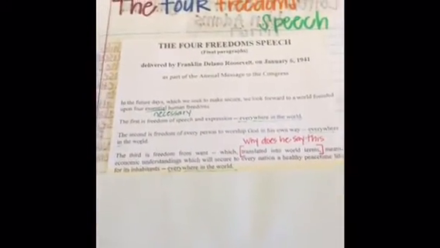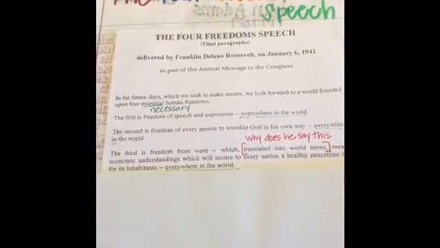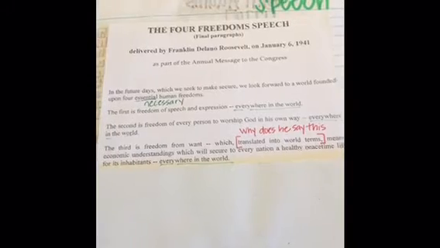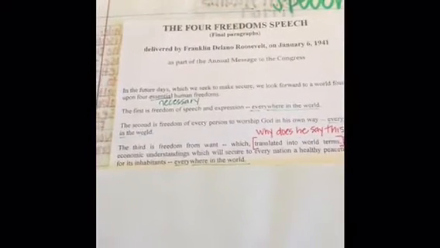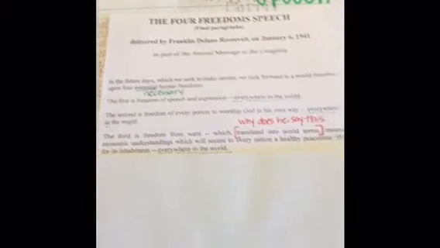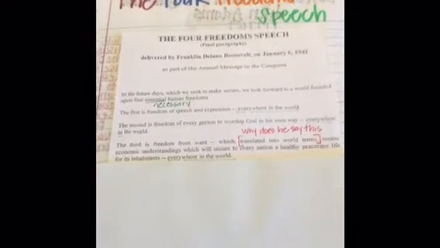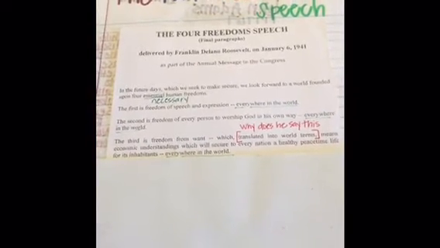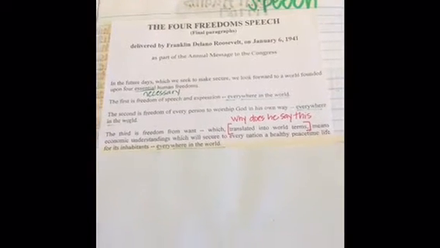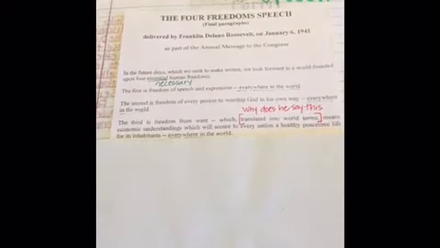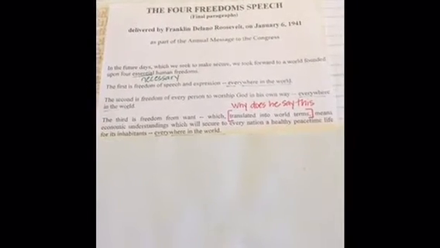The third paragraph, it says, "The third is freedom from want, which translated into world terms means economic understandings, which will secure to every nation a healthy peacetime life for its inhabitants everywhere in the world." So he says a lot here. One, he says the third is a freedom from want, and then he said translated into world terms.